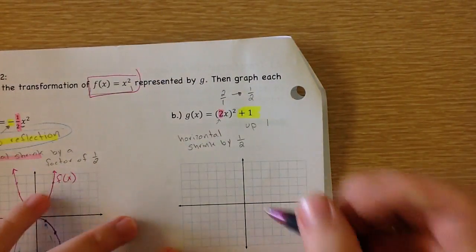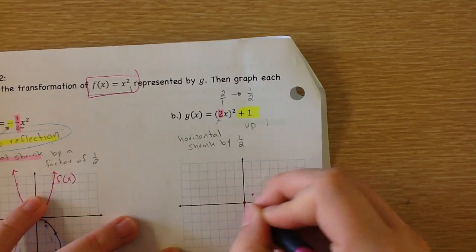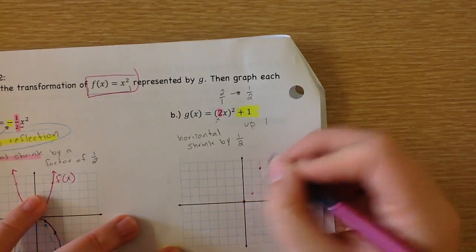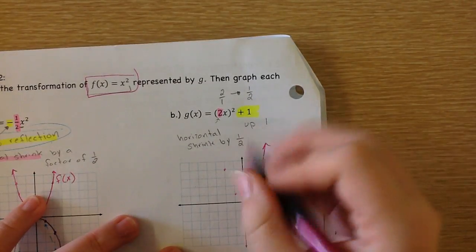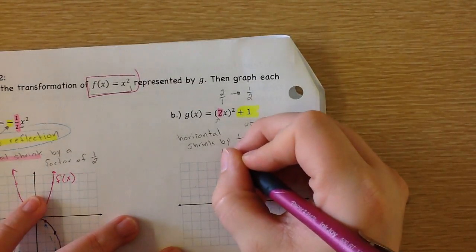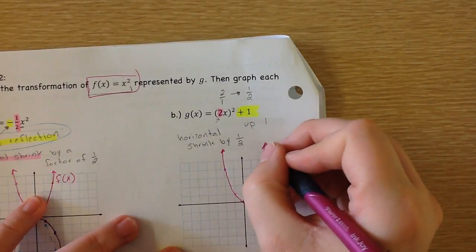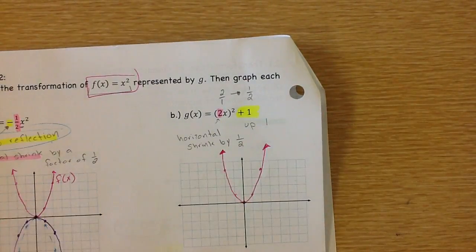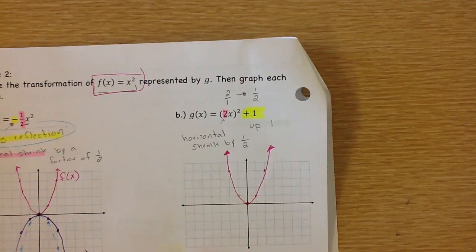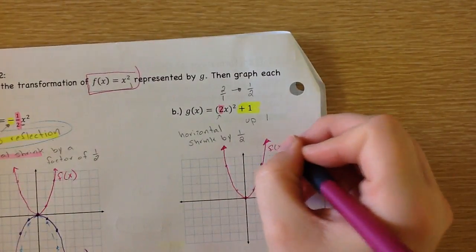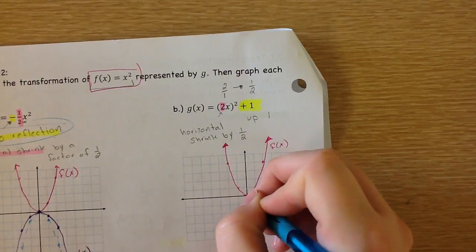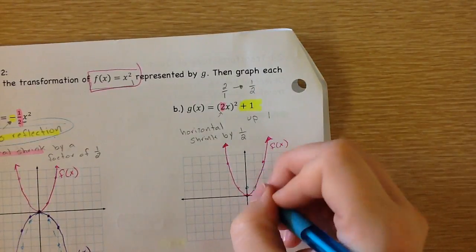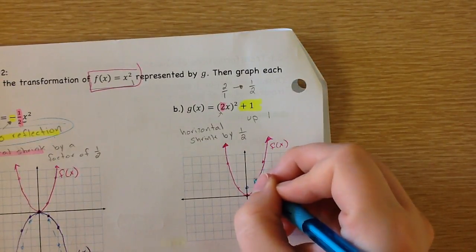So again, let's draw our parent function. 0, 0, 1, 1, 2, 4. So there's our parent, my parent f of x. Okay, so now again, let's do our in between. First thing, let's shift this thing up 1. So up 1. We'll come right here. So again, it's going to shift all of these points up 1.